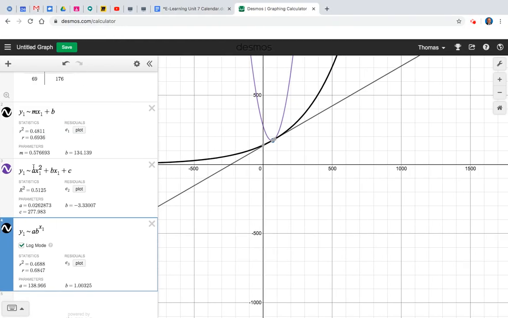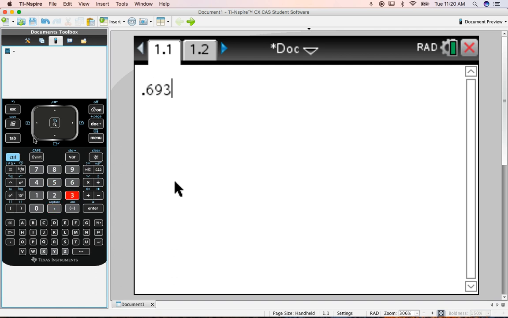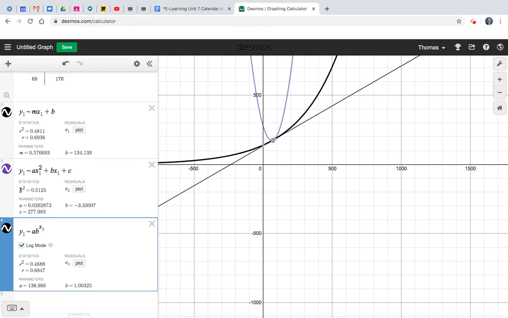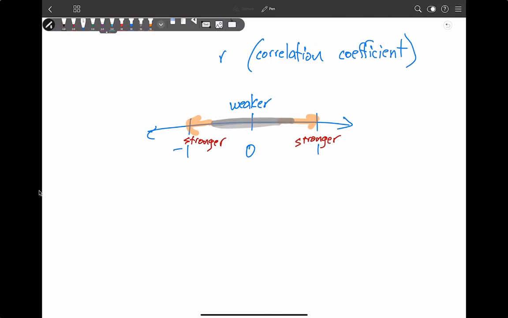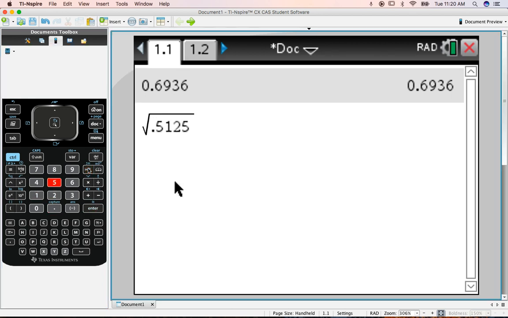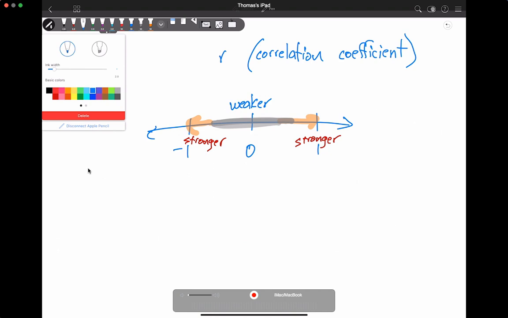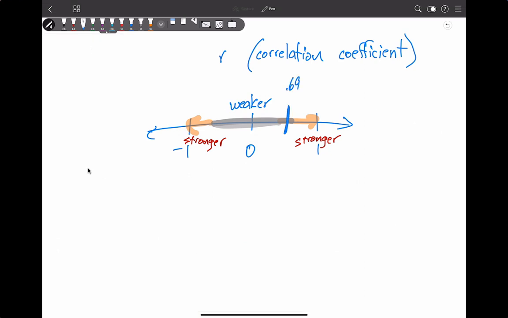So if I come over here and I look at these R values, I know that the linear function is 0.6936. Okay, so 0.6936 is the strength of the linear one. If I want to look at the quadratic, I'm going to find R, which unfortunately is not here. So I'm going to have to take the square root of 0.5125. So let's take the square root of 0.5125, and there we go. So that one's a little bit stronger, okay? So we have 0.6936, which you could say is probably about right here. This is the linear model, okay?